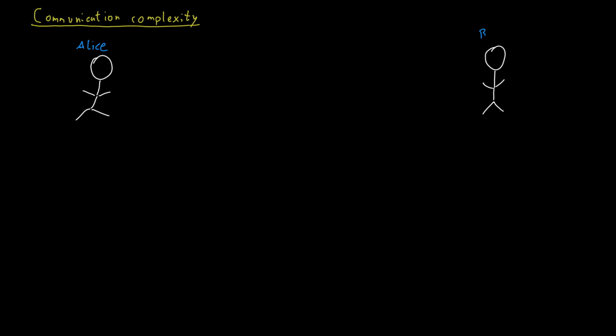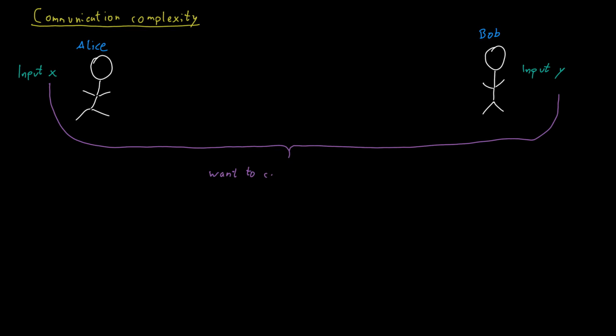Here's the basic setup for two-party communication complexity. We have two parties, two entities, two computers. Let's call them Alice and Bob. Alice gets to know one part of the input, let's call it X, and Bob gets to know the other part of the input, let's call it Y. And together they want to compute some function, f of X and Y.